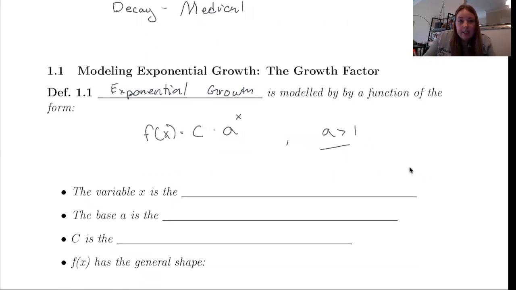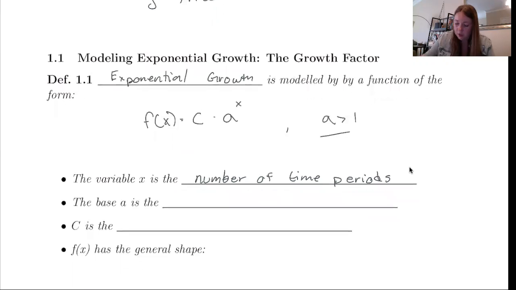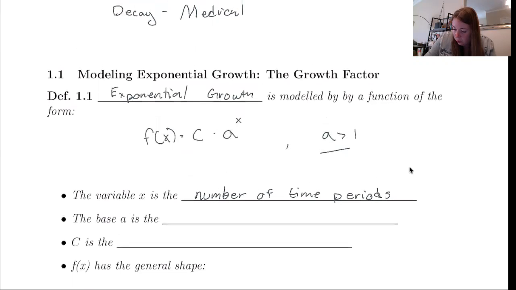All right, so the variable x is the number of time periods. And we say time periods, not just meaning minutes or seconds, but also 3 days, 10 years, 5 minutes. We can talk about x in those terms, and then we'll talk about changing the time periods and so on. Okay, so a, the base, is the growth factor.